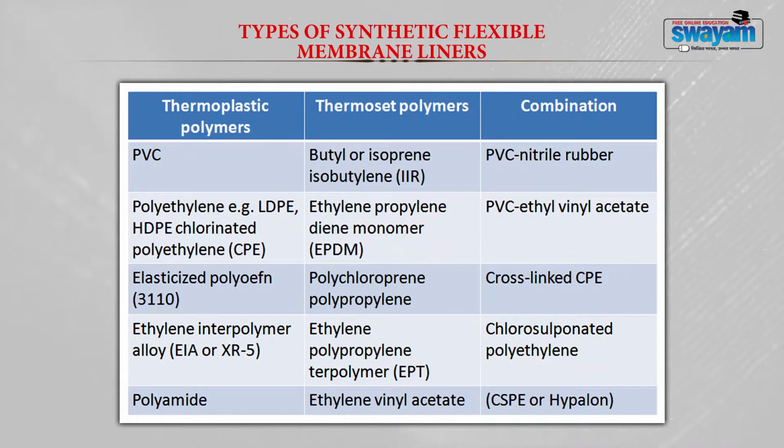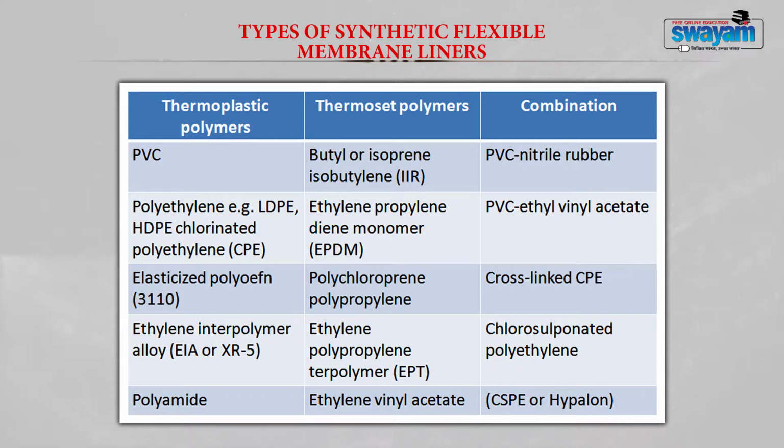Now, in this table you can see the different types of polymers that are used for preparation of your flexible membranes. On one side you can see thermoplastic, the other one thermoset, and they are also used in combination. Thermoplastics: PVC, LDPE, HDPE, I mean low density polyethylene, high density polyethylene, then CPE, I mean chlorinated polyethylene, elasticized polyolefin and ethylene interpolymer alloy and polyamide. All these things are used for the preparation of flexible membrane.